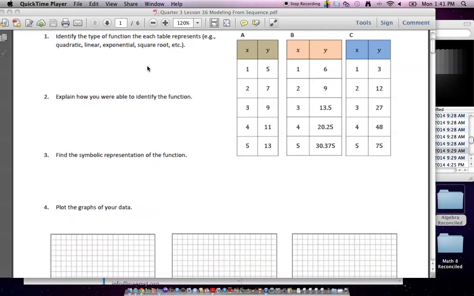All we're doing is going back over and applying ideas that we've already talked about multiple times. Identify the type of each function represented in each table. And one of the things we want to look for is differences. So if I look for my first differences here.